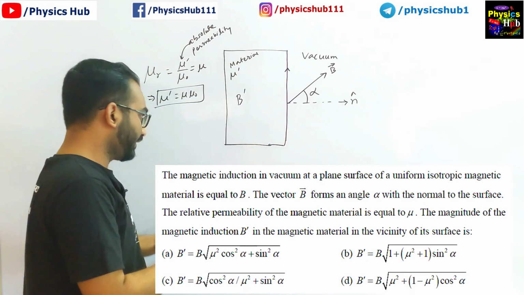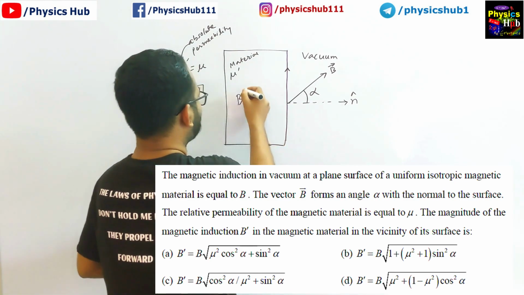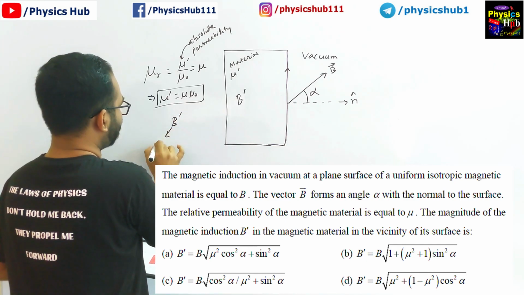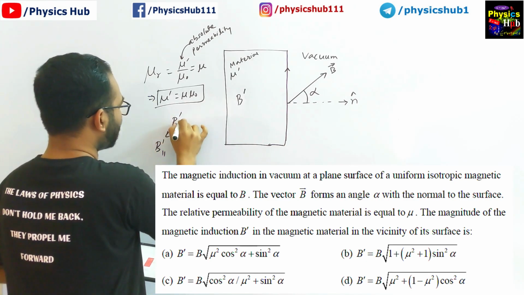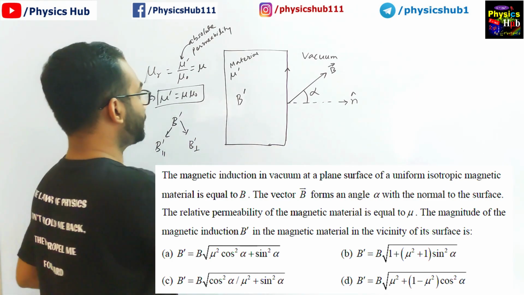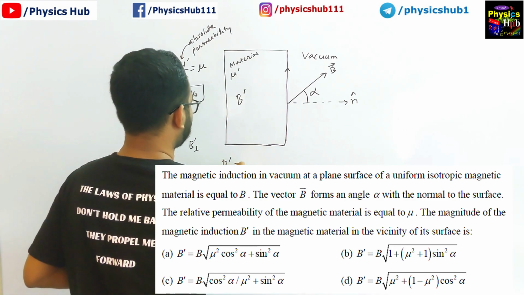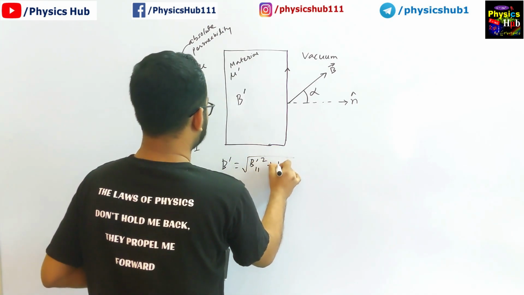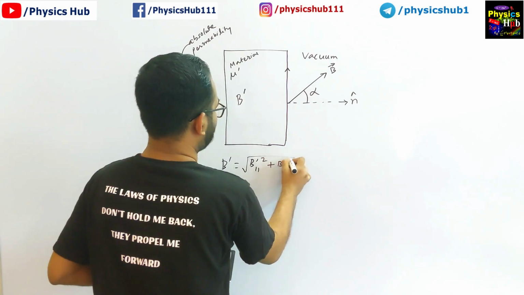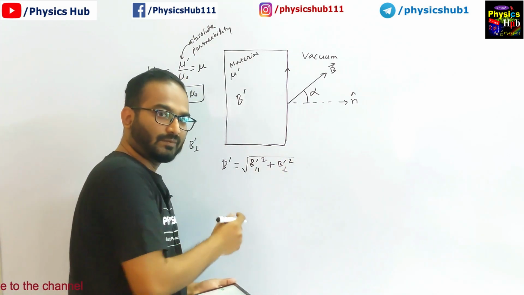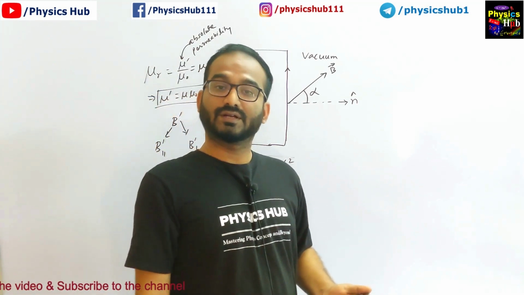Now what we have to find out? We have to basically find out the components of B prime. B prime will have a parallel component and a perpendicular component. So if you want to calculate the magnitude of B prime, then the magnitude of B prime will be square root of B parallel prime square plus B perpendicular prime square. Now these parallel and perpendicular components of B prime can be found out using magnetostatic boundary condition.